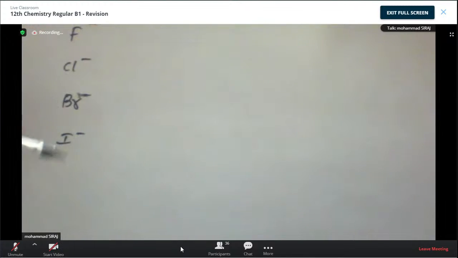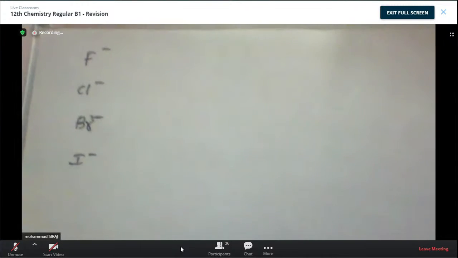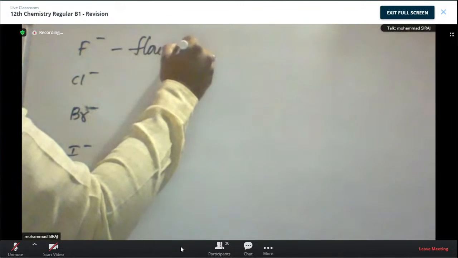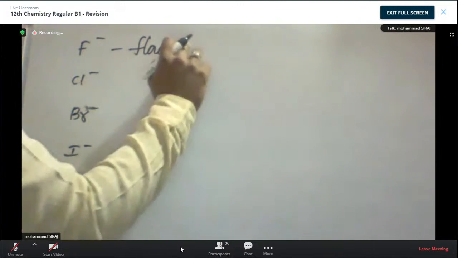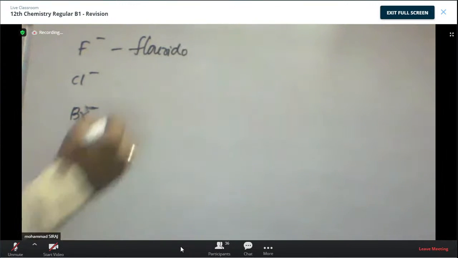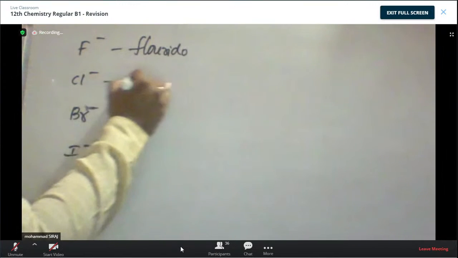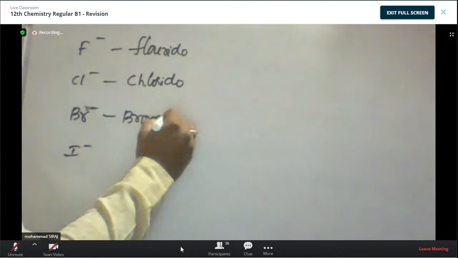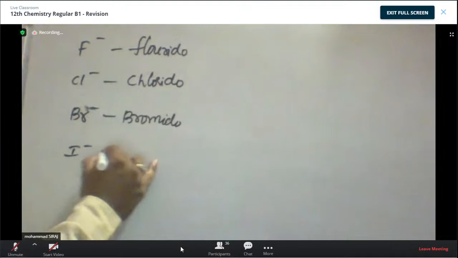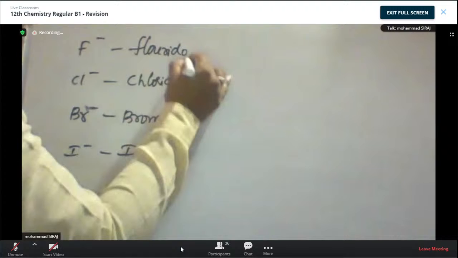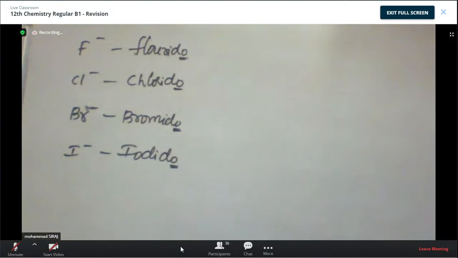Now tell me, F minus ion is called as what ion? Fluoride. Correct. In place of this E, write O: fluorido. This one take as chlorido, this one bromido, this one iodido. Names of negative ligands end with O. Names of positive ligands end with IUM.